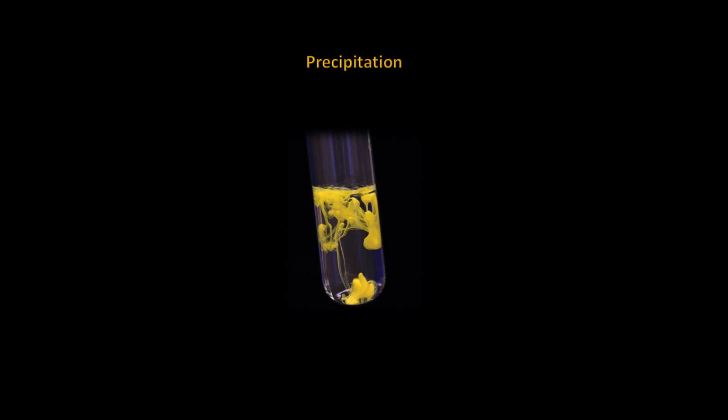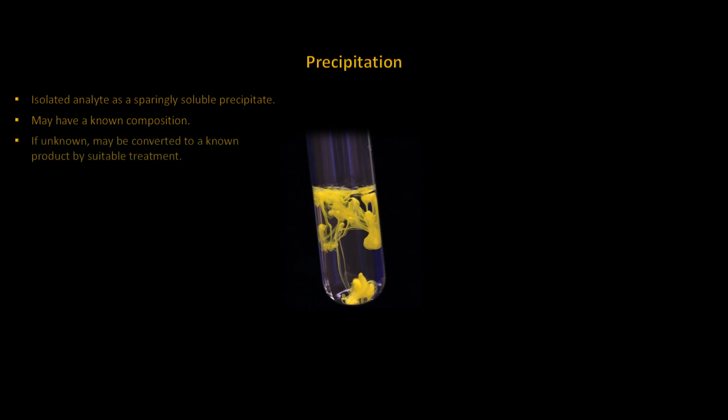Precipitation methods will isolate any element of interest as a sparingly soluble precipitate. To put it simply, the form precipitate can be considered as a product that will not redissolve, although it does very, very slightly. The sample may be of a known composition. However, if it is not known, it can be converted to a known product by using a suitable treatment. This method is slower and more tedious than a volumetric method, which will be discussed later in a future presentation.